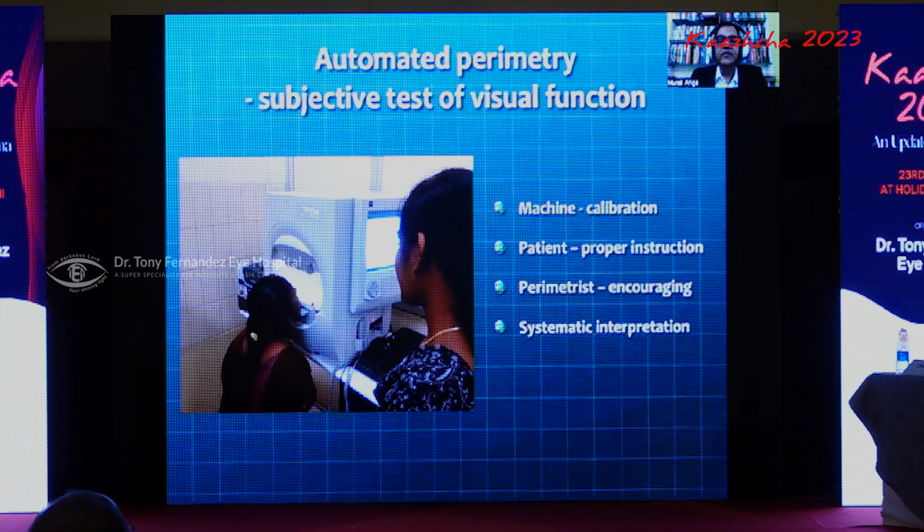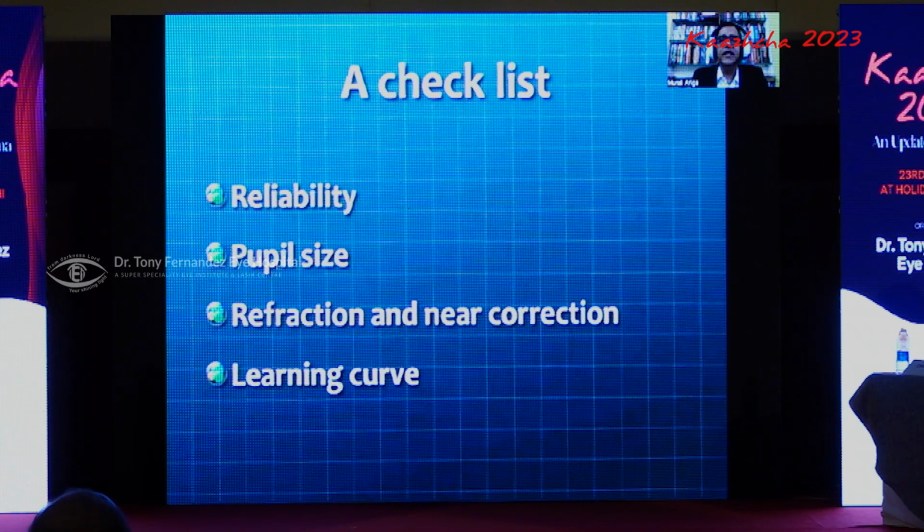The perimetrists must be encouraging because it's a subjective test and sometimes a very uncomfortable test, so encouraging enough to make the patient do the test properly. And finally, when we get the result, you must interpret systematically and not jump to conclusions based on just one or two findings. Use the entire clinical picture for your clinical judgment. A checklist: make sure that the report you have in front of you is done with some reliability, which means false positives, false negatives, and fixation losses have to be evaluated in the printout.